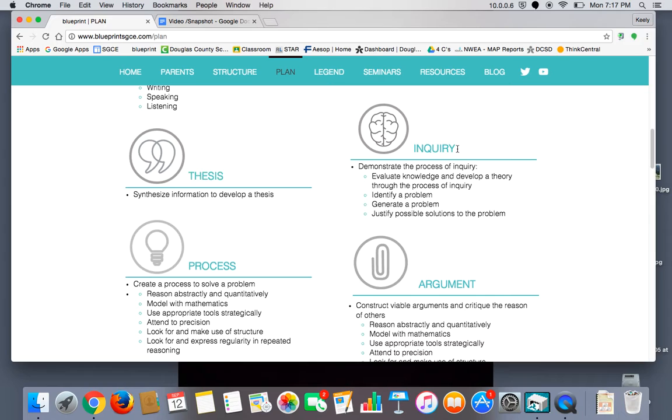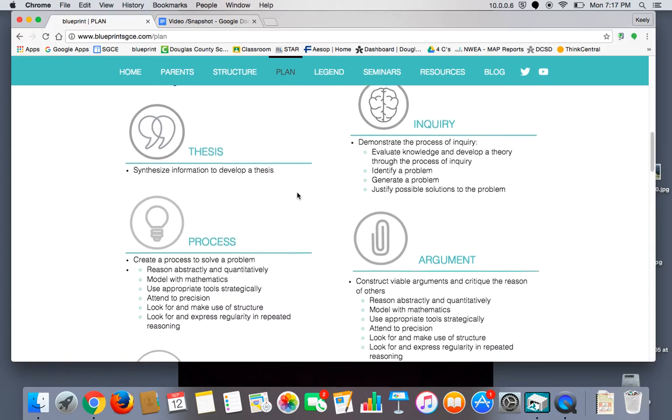If you're trying to just investigate something that maybe you don't know a lot about, inquiry gives us an opportunity to research something, find a problem, and then justify a solution. So if you're not quite sure where you want to go with something, but you know that you're interested in it, thesis and inquiry are really good world-class outcomes to use.